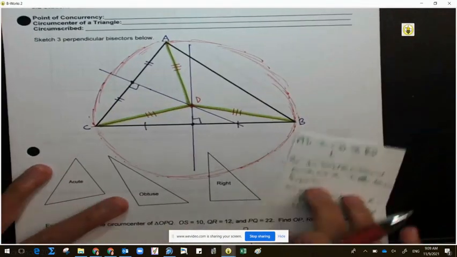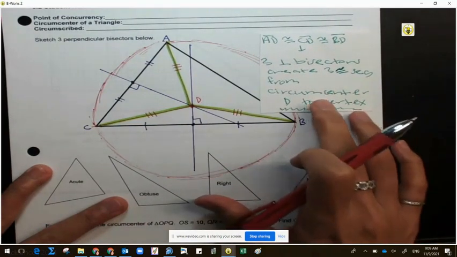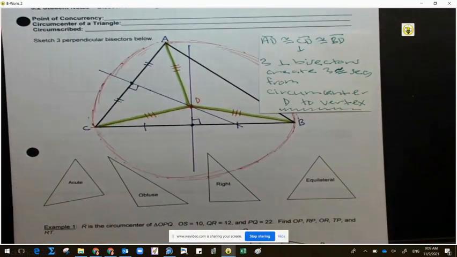And our given fact is the following. Let's write this on the side. They must be congruent because 3 perpendicular bisectors create 3 congruent segments from the circumcenter. Because it's basically the center of the triangle, specifically the center of the circle in the end, because it is a circumcenter.